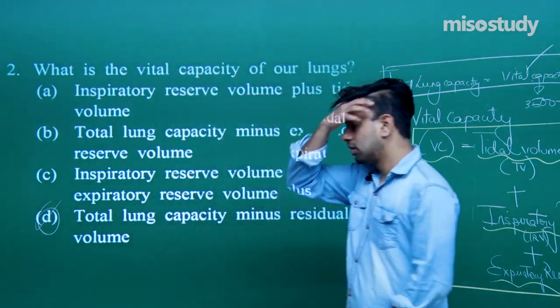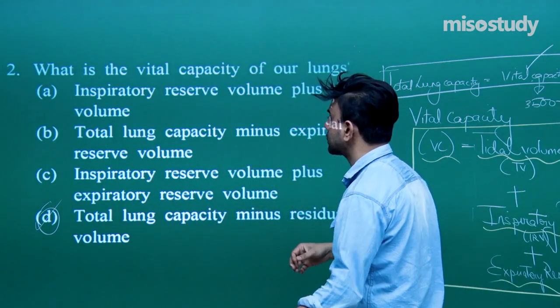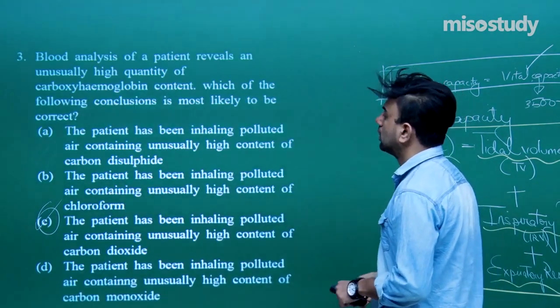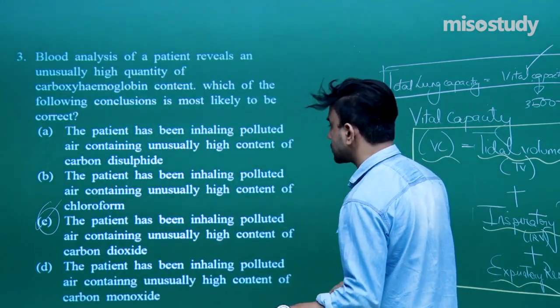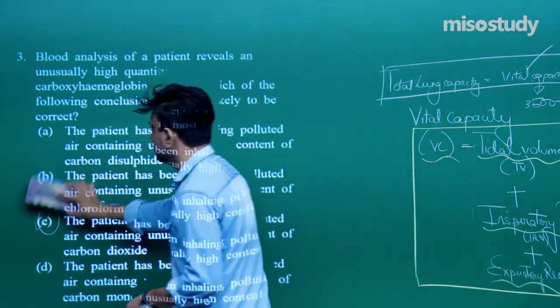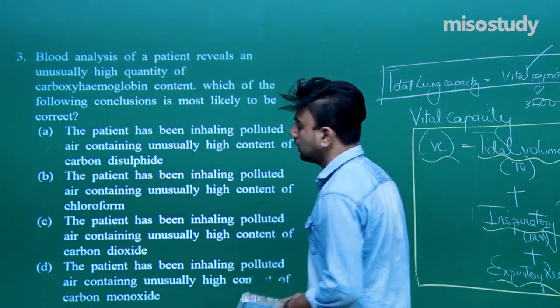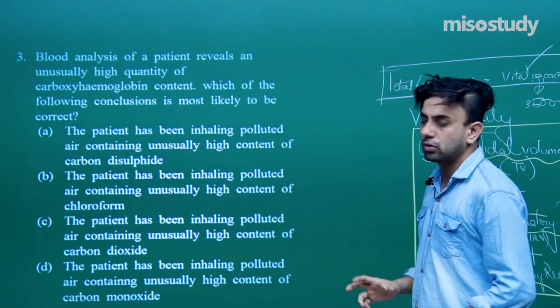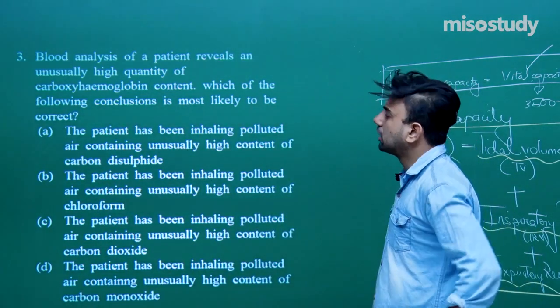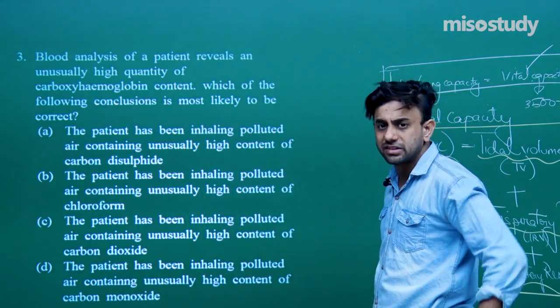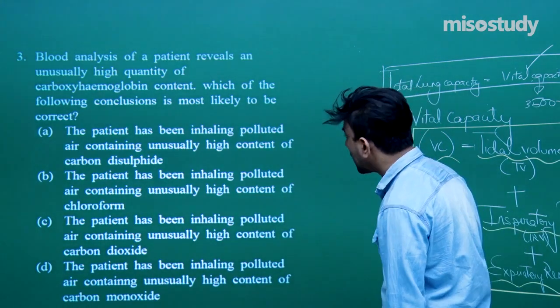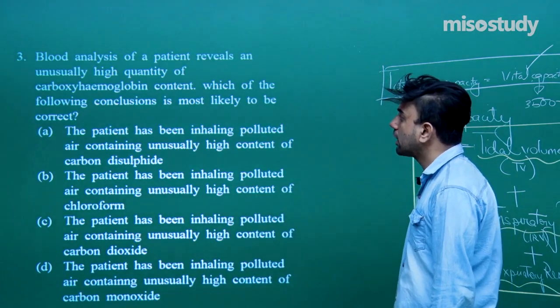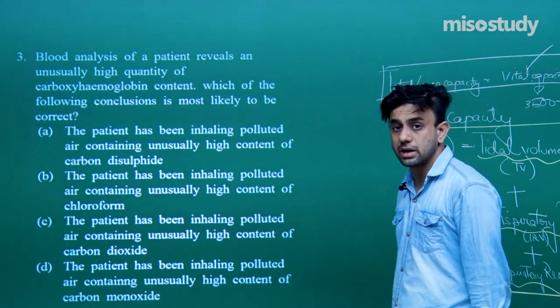Okay, so now we move on to the next question. Blood analysis of a patient. This question looks really big, but all the big questions are very easy when you read them properly. So, blood analysis of a patient reveals an unusually high quantity of carboxyhemoglobin content.